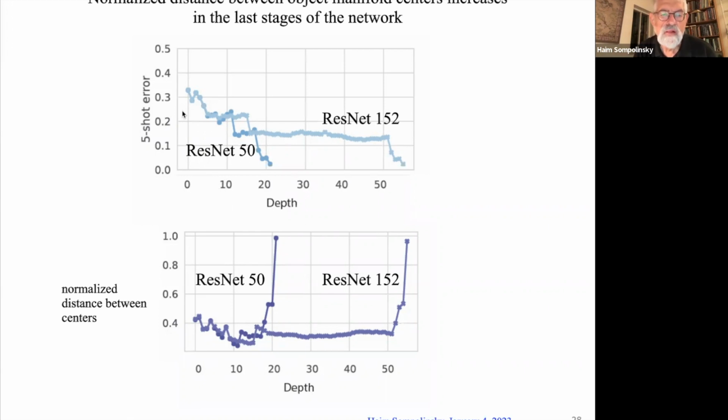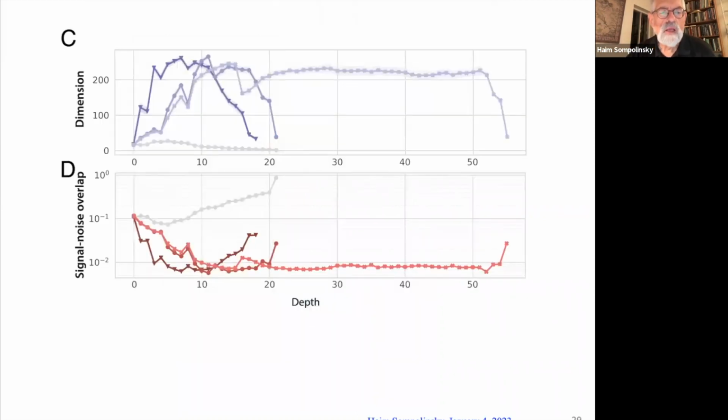This is the error. This is the normalized distance. You see that most of the improvement is in the later stages of the networks. We have also seen similar things in previous work on manifold geometry and so on. So it's consistent also here.